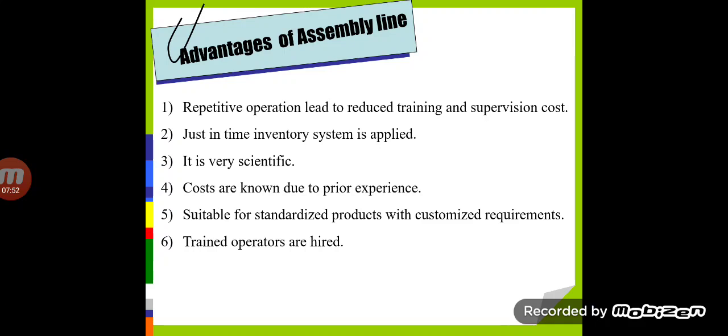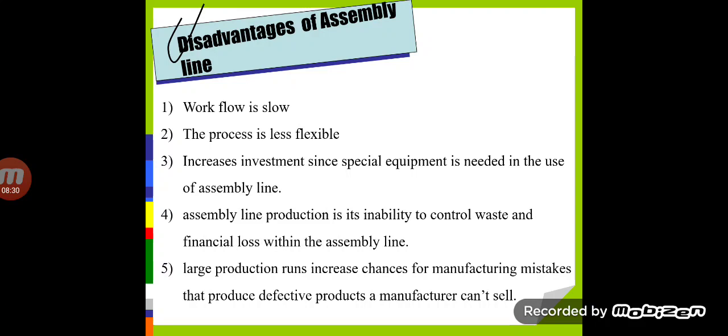Yes. Here trained operators are hired. Whatever employees we have, we give the work to the employees who are able to work, but it is necessary for the organization to get trained operators or experienced employees, because they are going to use the machineries, which work as an automatic system. We cannot give the work directly to newly joined persons, so trained operators are necessary. So it is also an advantage. Disadvantages: workflow is slow.